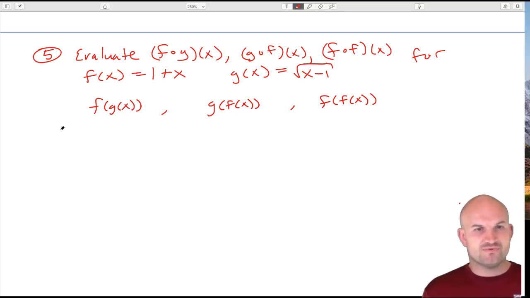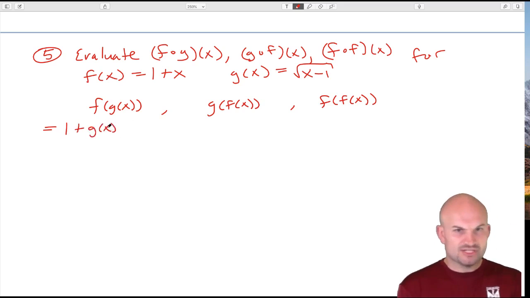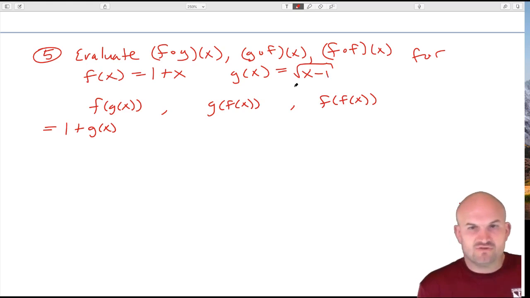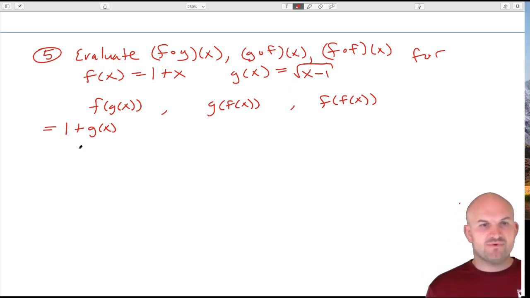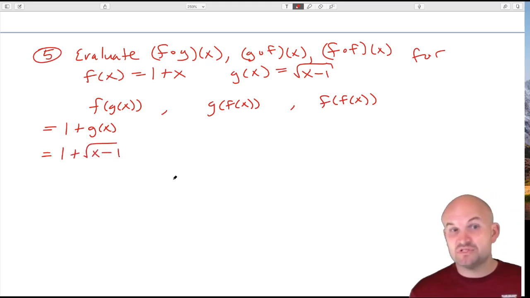So we have f of x, which is 1 plus x. All right, so that's going to equal, so we're going to take the g of x function. So really it's going to look like this, 1 plus, and you plug the g of x in for the x, right? So it's really 1 plus g of x. Well, what is g of x? That's the square root of x minus 1. So therefore, that's going to be 1 plus the square root of x minus 1. And that's it. There's really nothing else we can do with that.